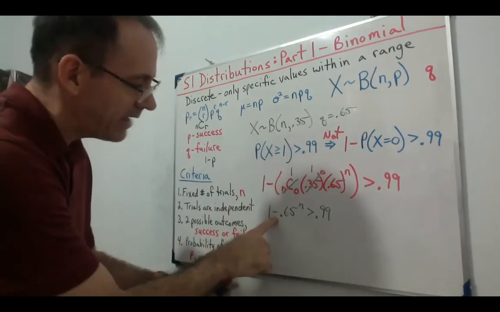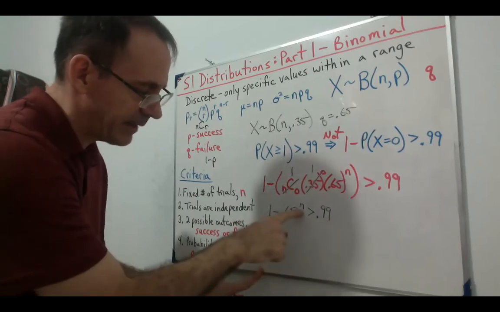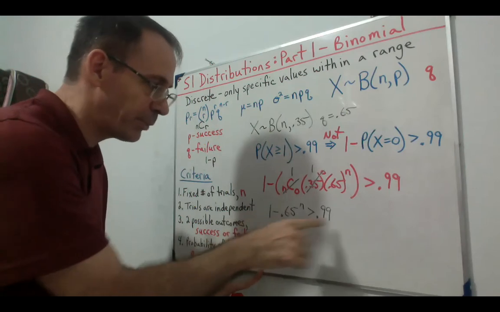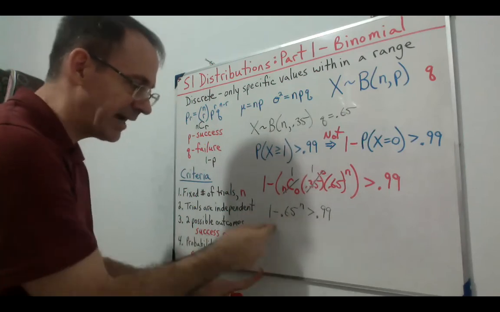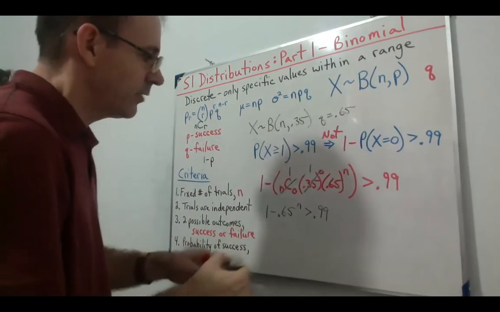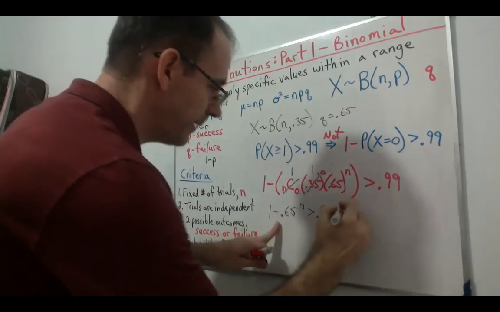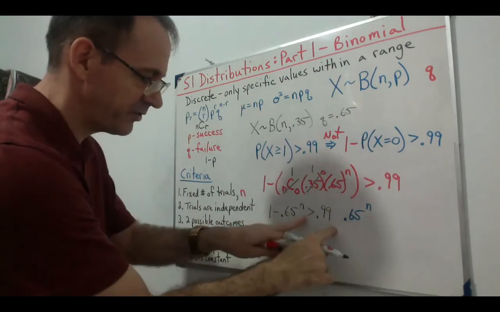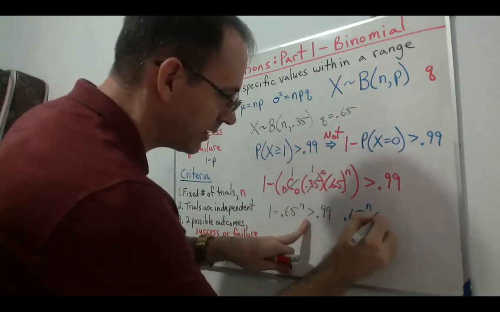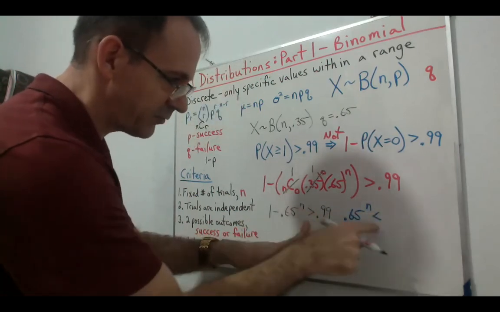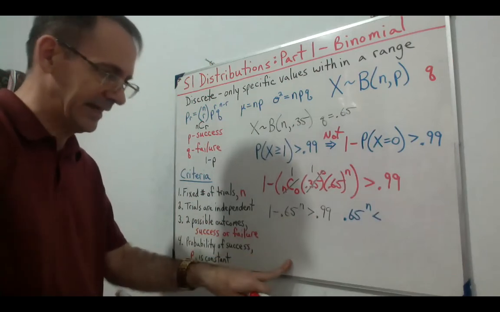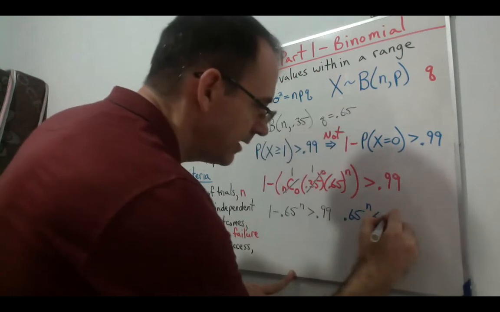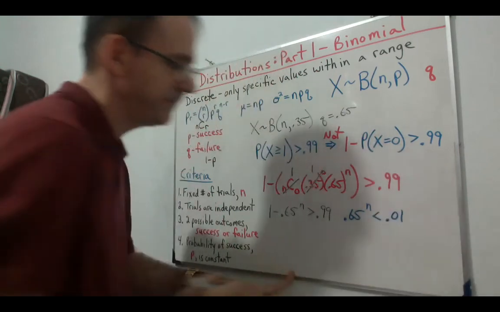Now if we add this to the other side, since n is what we're solving for, to make this term positive, and subtract the 0.99, what we get is, again, we want to make this positive. So we move it to the other side, meaning our inequality's pointy side is facing the 0.65 to the n. And when we subtract the 0.99 from 1, we get 0.01.